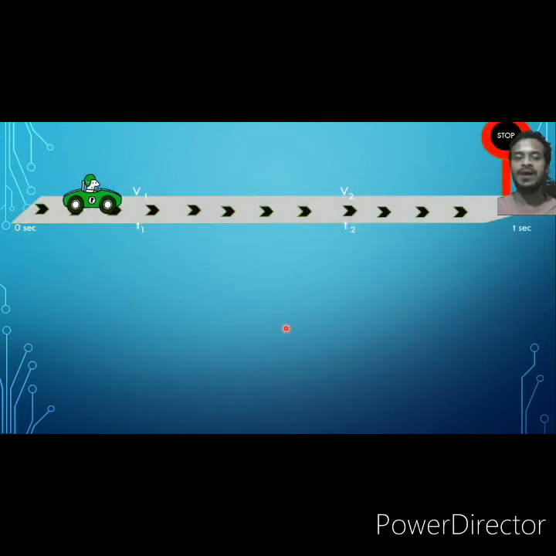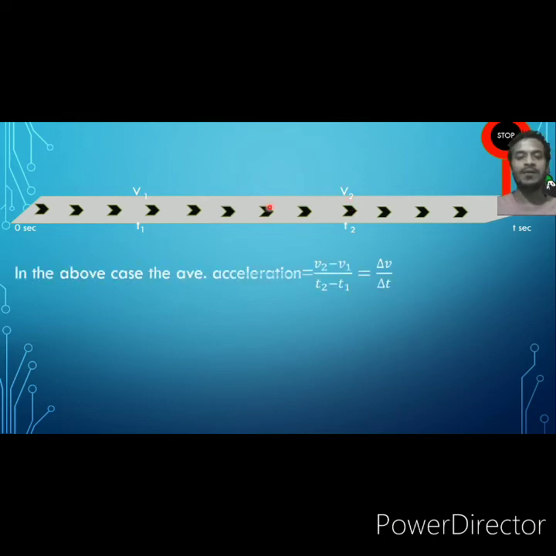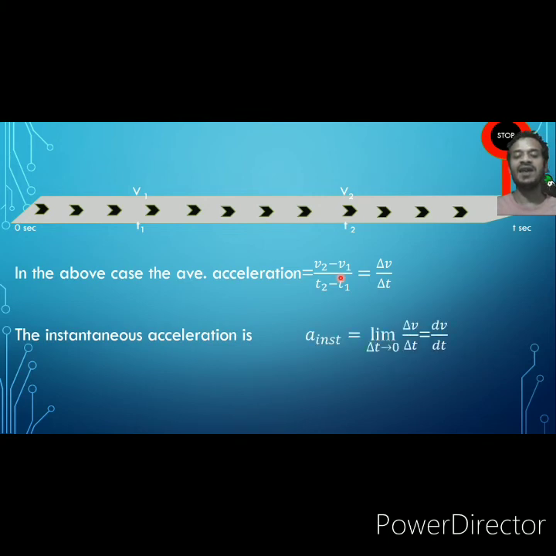So again we see the car is moving, right? Here we have considered that at time t1 the velocity was v1 and at time t2 the velocity was v2. Obviously v2 is greater than v1. Then the average acceleration is v2 minus v1 by t2 minus t1, that is delta v by delta t, and instantaneous acceleration is the limit of delta v by delta t, that is dv by dt. So this is very important. Acceleration and velocity are all very important factors to study motion, right?